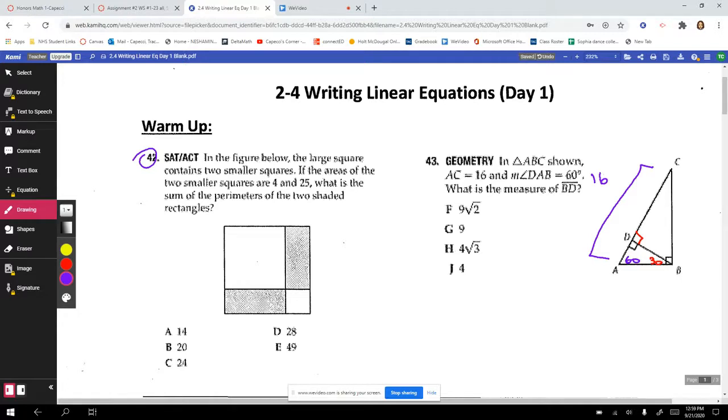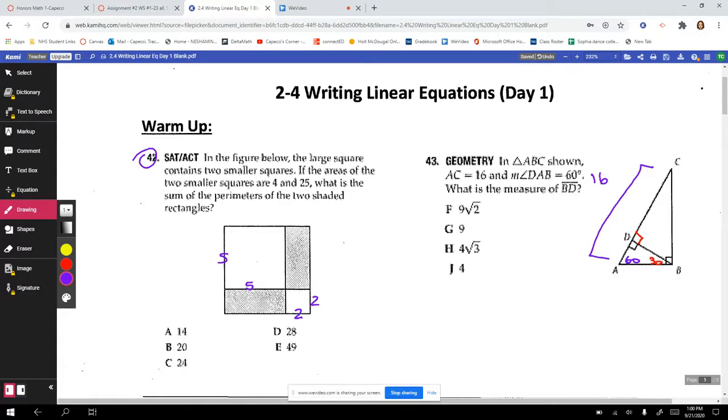So we have, in the figure below, the large square contains two smaller squares. If the areas of the two smaller squares are 4 and 25, what is the sum of the perimeters of the two shaded rectangles? Well, if the smaller square has an area of 4, we know this side's 2 and this side's 2. Same thing over here. If the area is 25, we know this is 5 and this is 5.